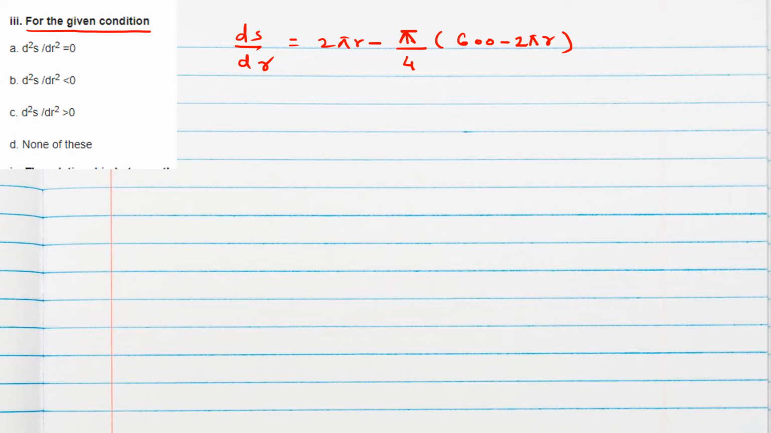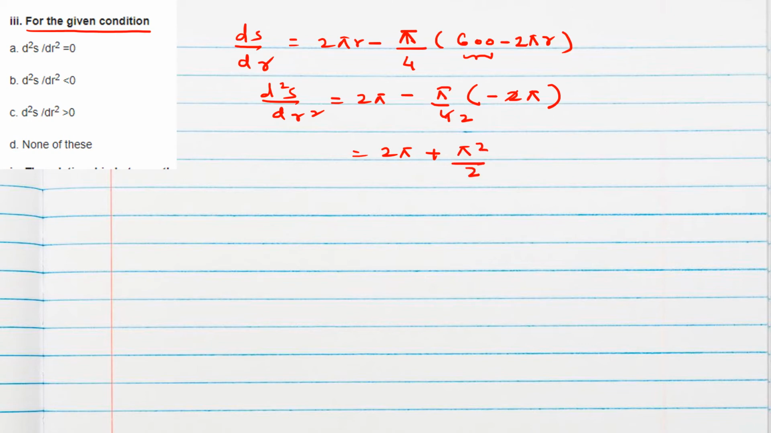So we will differentiate again here with respect to r. Here 2 pi will come. Pi by 4 we can take as coefficient. This will be 0 and minus 2 pi, so 2 pi, and plus this 2 to the 4 will go, pi square by 2, which will be positive always. This answer will be positive because pi square is positive, pi is positive, and addition of two positive numbers will be positive. So we can write C option is correct.